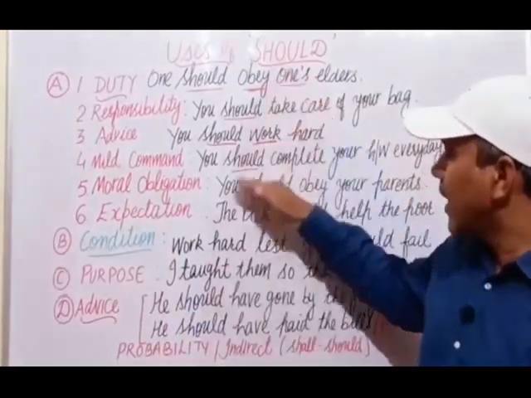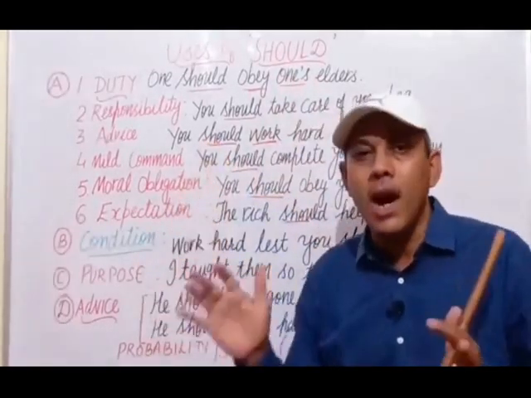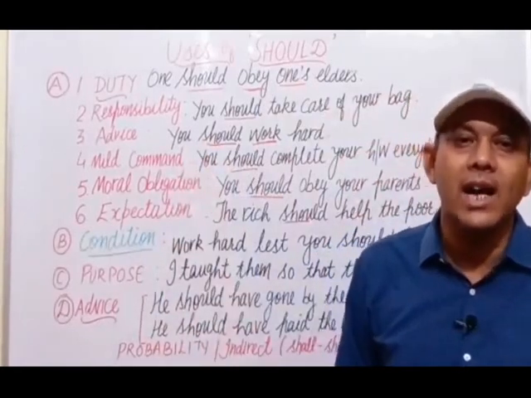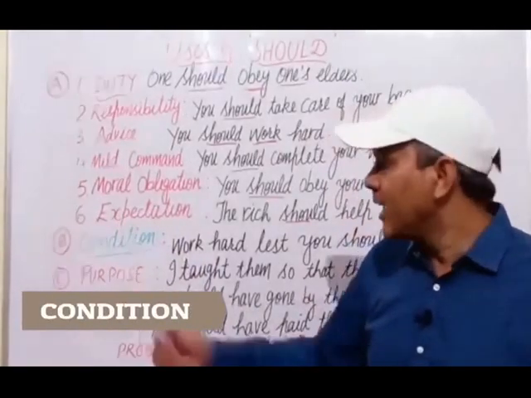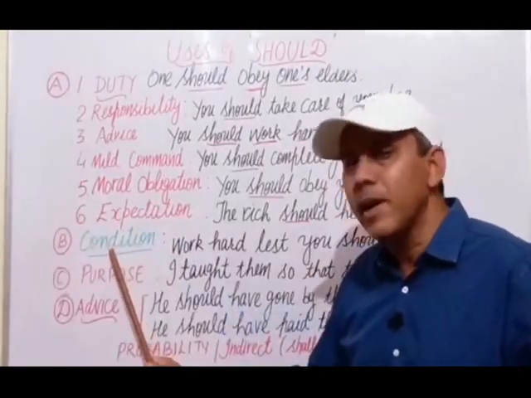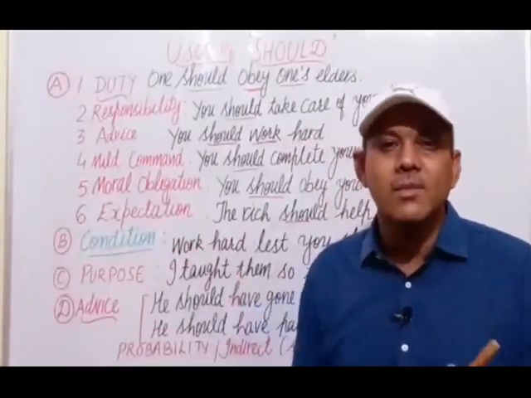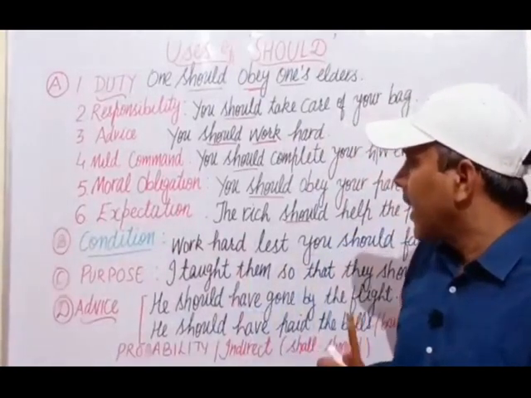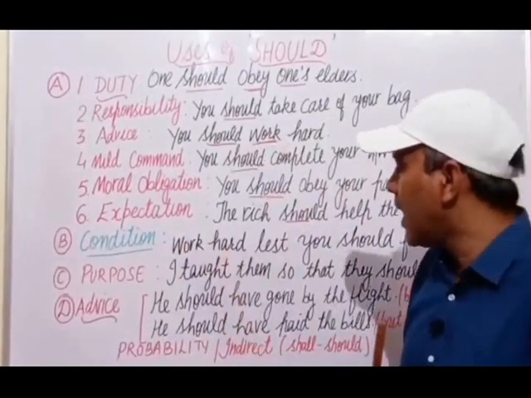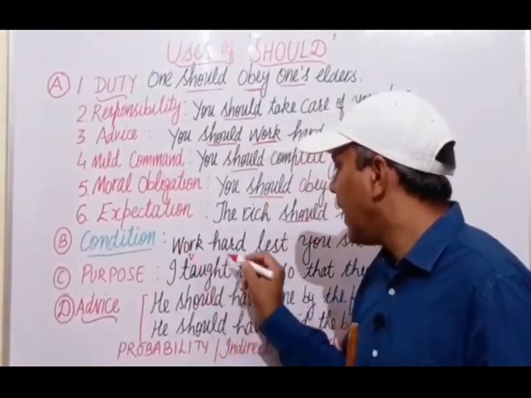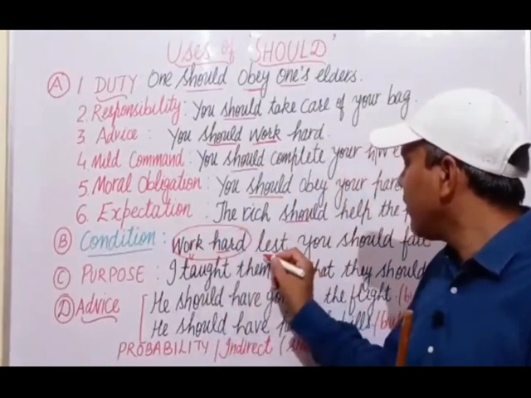You have to write at least two sentences of each category to have a good command over the use of should as a modal verb. And the next is condition. In case of condition, and this is the most important type of sentence, it is usually asked in all the exams, because when the condition is there, work hard. What is work hard? This is a verb phrase, work hard. Then we use lest.